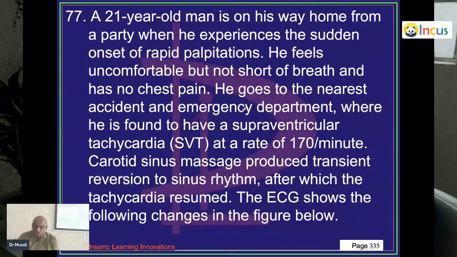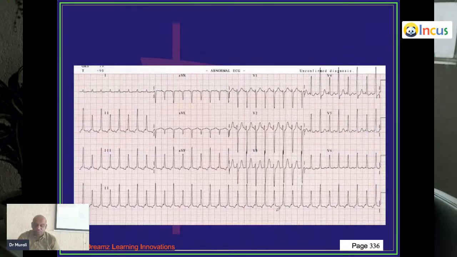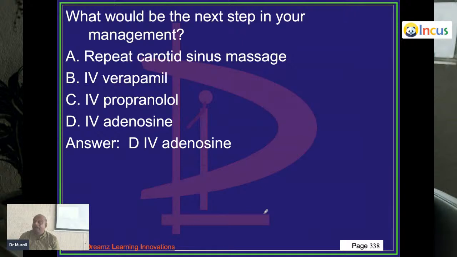A 21-year-old, sudden onset of rapid palpitations, SVT is being found. How do you identify this as SVT? QRS is narrow. Tachycardia because the heart rate is more than 100. Last week we discussed IV adenosine. IV adenosine is the treatment of choice.